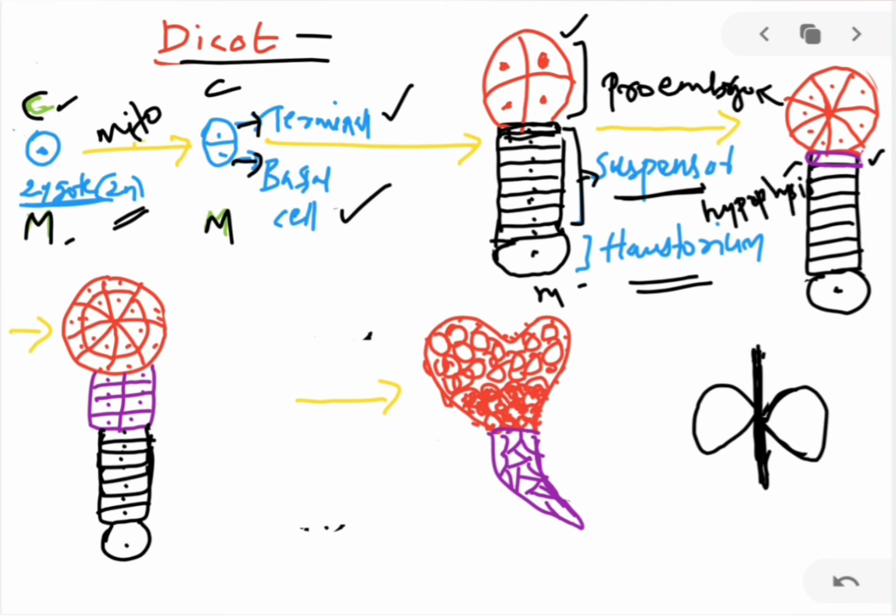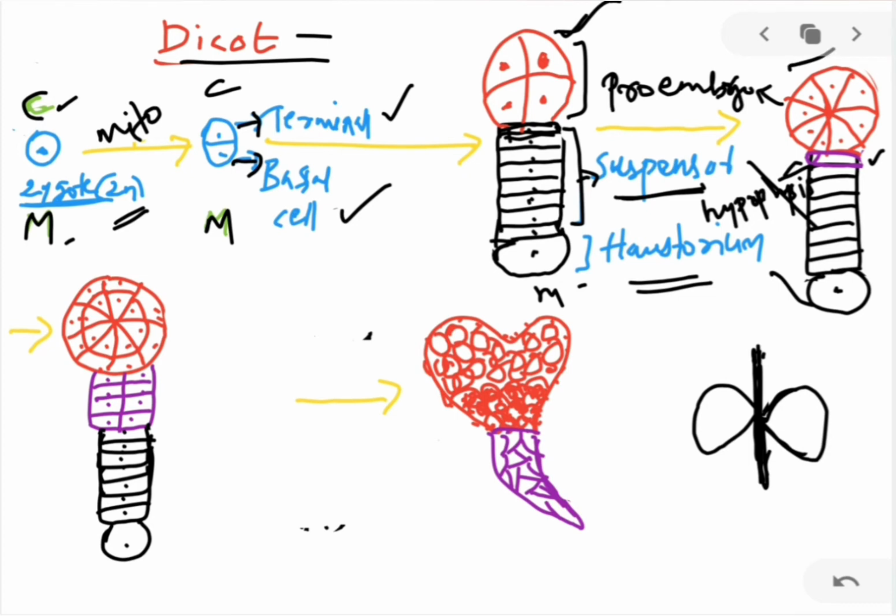So what is hypophysis? Listen carefully. Hypophysis is the cell which is just below the proembryo, or else we can say the cell of the suspensor towards this particular proembryo is termed as hypophysis. So the same haustorium is here and the suspensor is also here. What change happened from this stage to this stage?